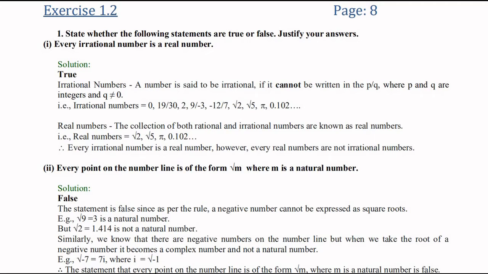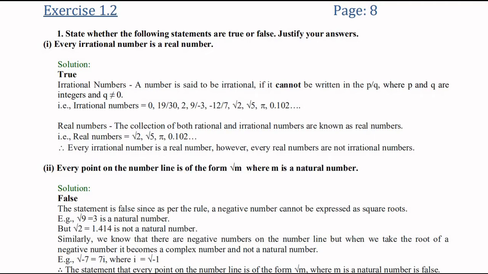The first question in it is: state whether the following statements are true or false, with reasons for your answers. The first one is: every irrational number is a real number. The solution for it is true.